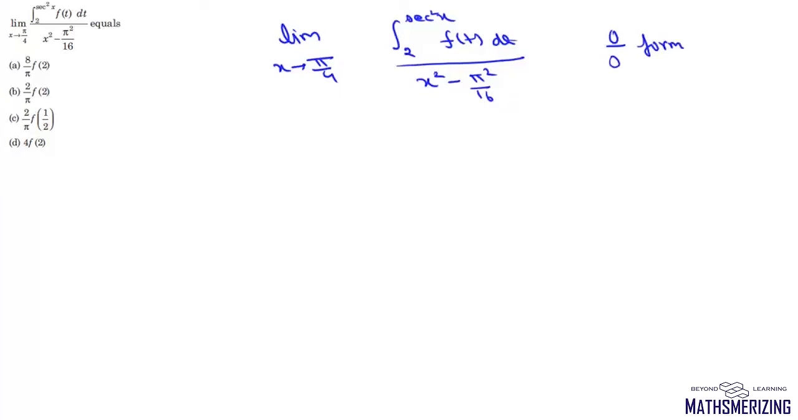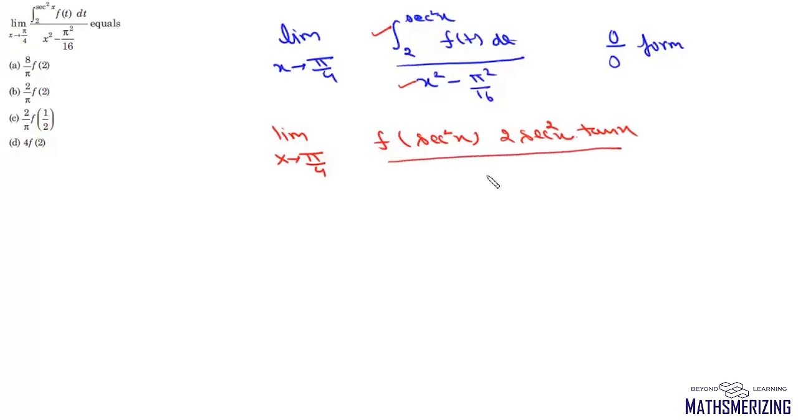And when it is 0 upon 0 form, we can use L'Hopital's rule. So we'll differentiate the numerator and the denominator. Now here we'll use the Leibniz integral formula. So it'll be f of secant square x into 2 secant x into secant x tan x, so it'll be 2 secant square x into tan x upon 2x. Now we can cancel this 2 with 2. Here tan x upon x is not 1 because x does not tend to 0, it tends to pi by 4. So we'll put the value of x as pi by 4. Secant square pi by 4 is 2, tan pi by 4 is 1, upon pi by 4. So the value of this limit will be 8 upon pi f(2), and that's your option A.